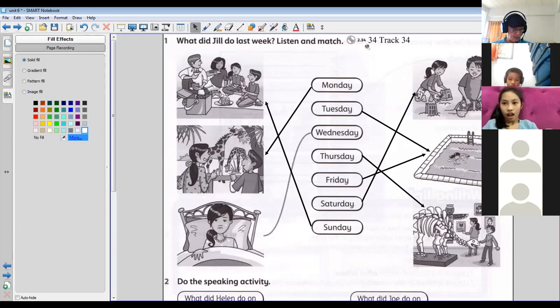Pancake. She went to the swimming pool. Yes, she went to the swimming pool or she went swimming. Good. What did Jill do on Wednesday? Wow, we're not very good, are we? What did Jill do on Thursday?